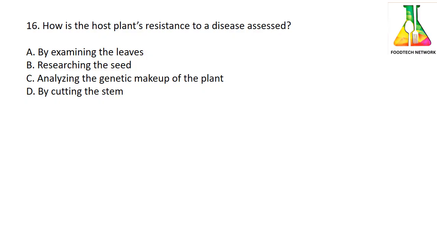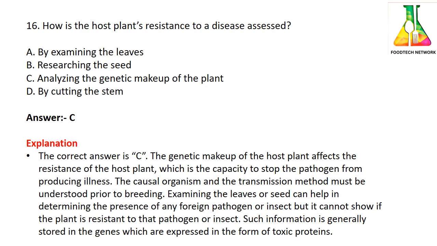16. How is the host plant's resistance to a disease assessed? Option A by examining the leaves, option B researching the seed, option C analyzing the genetic makeup of the plant, and option D by cutting the stem. C. The genetic makeup of the host plant affects the resistance of the host plant, which is its capacity to stop the pathogen from producing illness.